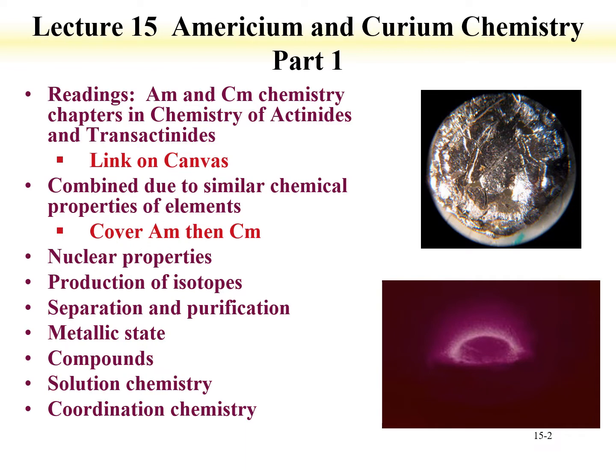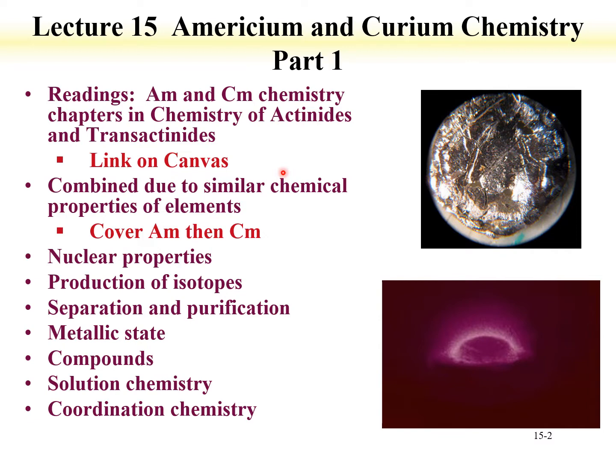So in the first part of the lecture on americium and curium, we're going to describe the nuclear properties of americium. We'll talk about the production of the isotopes and the use of americium. It's primarily used in smoke detectors as an alpha source for helping determine whether or not there are smoke particles. We'll describe how that actually operates in another lecture. And then we'll talk about the separation and purification. We'll talk about the metallic state in part 2.